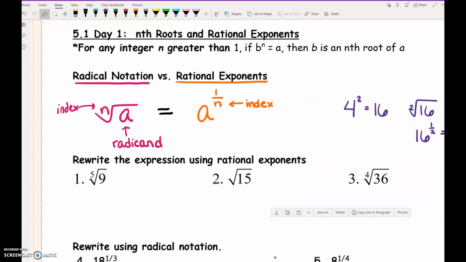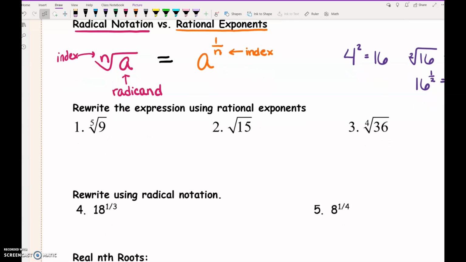Okay, we are going to practice translating between radical notation and rational exponent notation. So first, these are radicals. We want to write them as rational exponents. So the fifth root of 9 would become 9 raised to the 1/5.